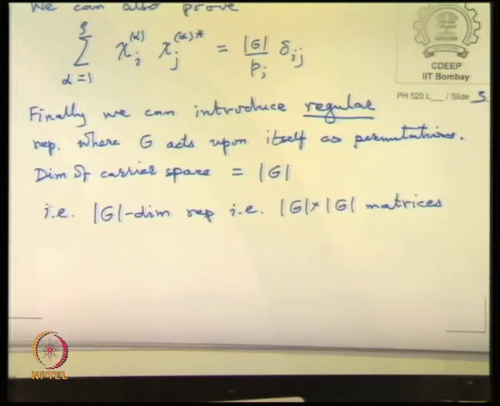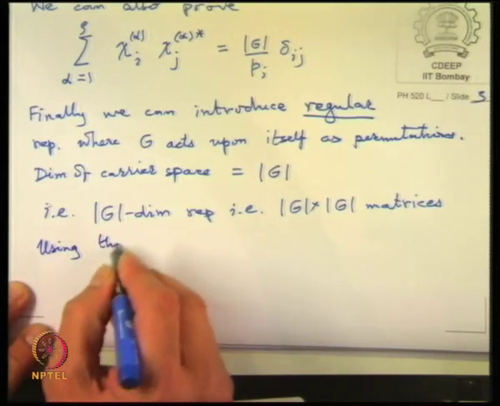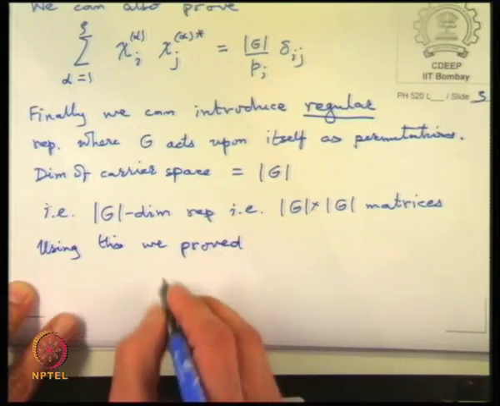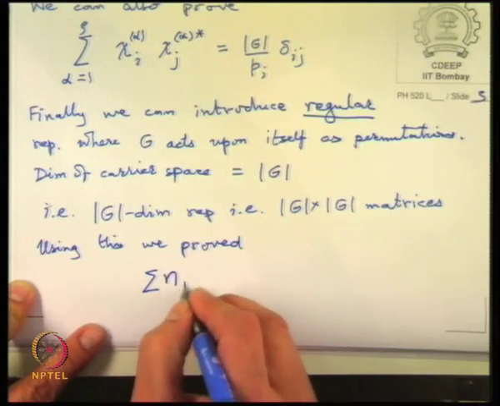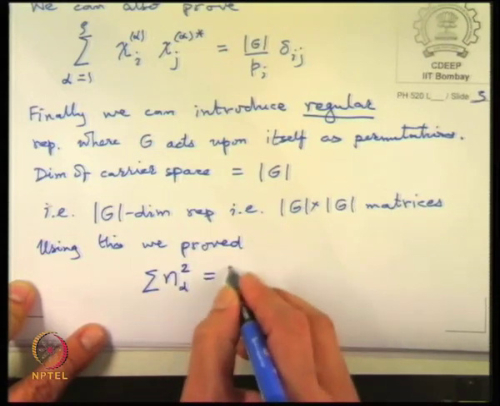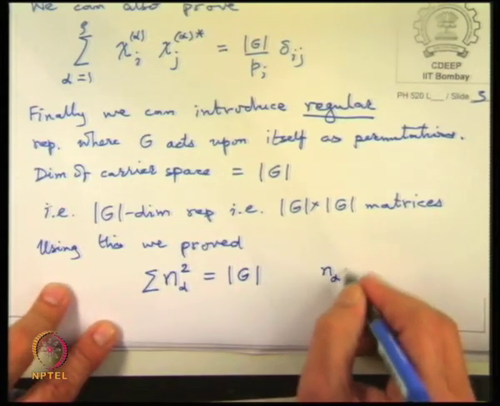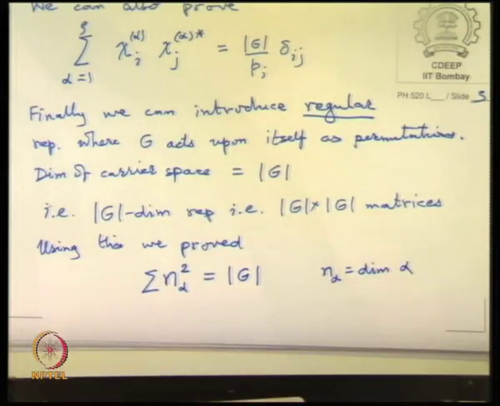And so I will not repeat all this, but using this one can prove, we proved that the sum over alpha of n alpha squared, the dimension squared, is equal to G, where n alpha is the dimension of the irrep alpha. So the sum of squares of the dimensions has to add up to G. So this is going to restrict the number of classes and the number of representations.